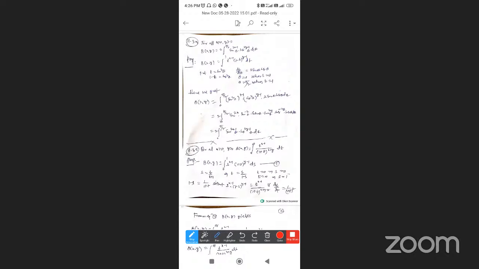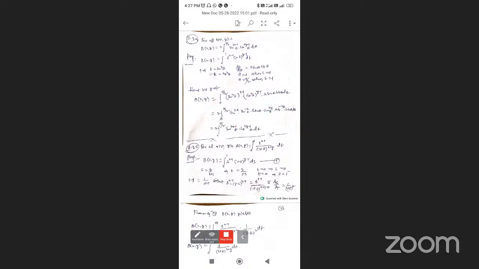Beta of x comma y in terms of theta from 0 to pi by 2: t is equal to sin square theta, so sin to the power of 2x minus 2, and 1 minus t is equal to cos square theta, so cos to the power of 2y minus 2, into dt, which is 2 sin theta cos theta d theta. Taking 2 in the numerator, the integral from 0 to pi by 2 of sin to the power of 2x minus 1 theta, cos to the power of 2y minus 1 theta d theta, into 2. So this is one property.